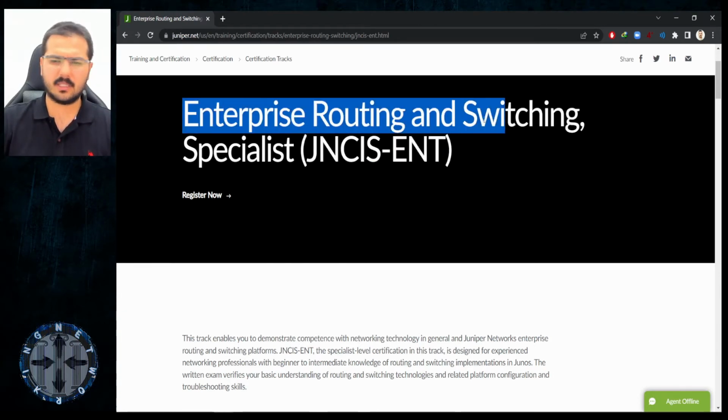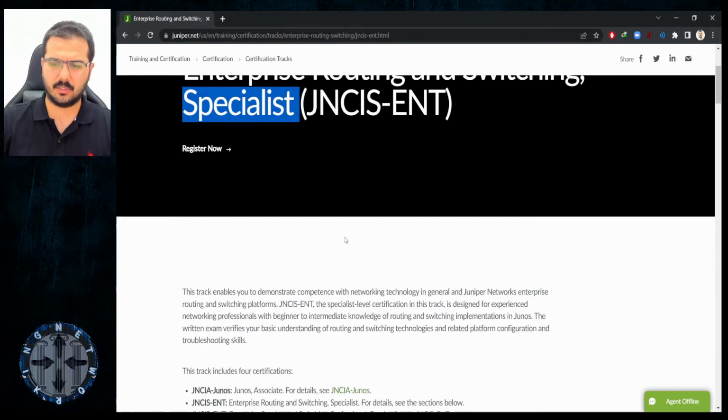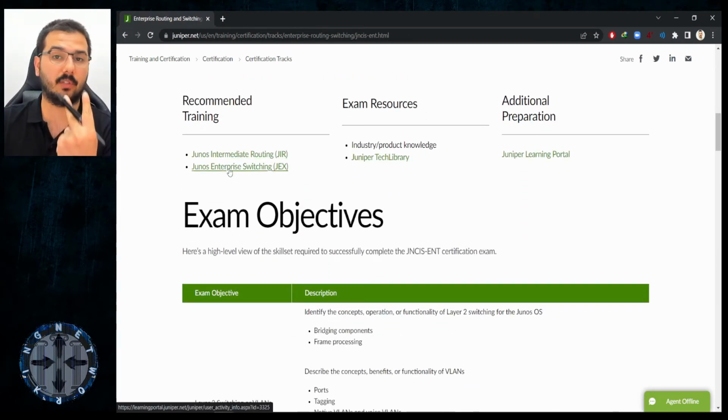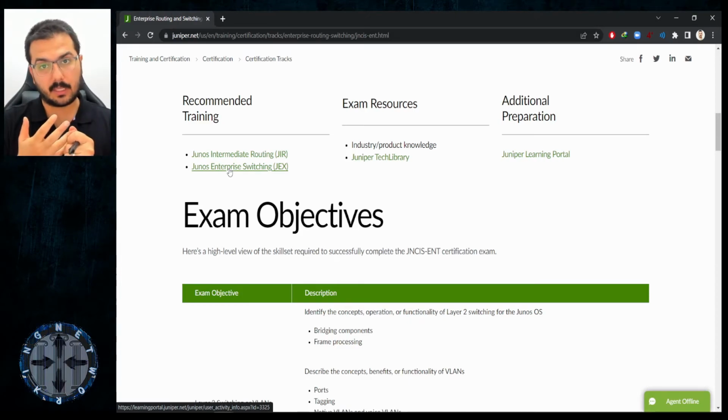Look at this, Enterprise Routing and Switching Specialist. Okay, I will go below. Recommended training is a couple of trainings. So they do not have... gap number 1, no books per exam. Gap number 2, no training per exam. So no books per exam. Gap number 2, no trainings per exam.